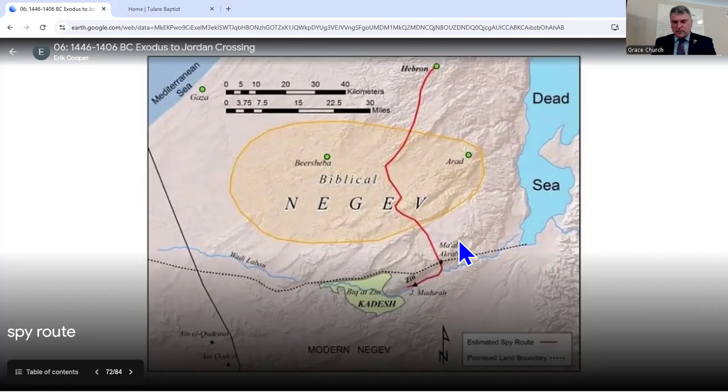Now hold your place there, Numbers 13, and we'll go to one more verse in Deuteronomy 1, verse 24. "Then they turned and went up into the hill country, came to the valley of Eshcol, and spied it out." Okay, so we can take a look back in Numbers 13 now, after seeing the companion verses in Deuteronomy 1.